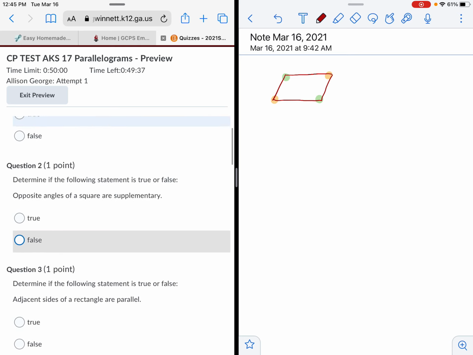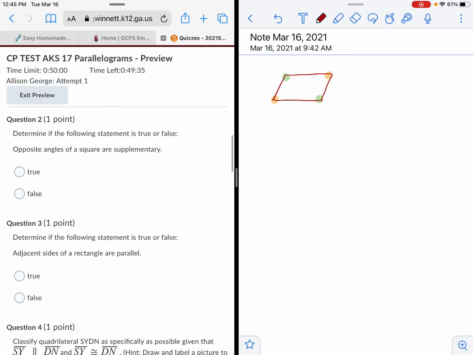So that's true. 2 says, determine if the following statement is true or false. Opposite angles of a square are supplementary. Well, with a square, we know that all angles are 90 degrees. So the opposites are both 90. If I sum those, add them together, 90 plus 90 is 180. And that is the definition of supplementary, that they add to 180. So that is true.